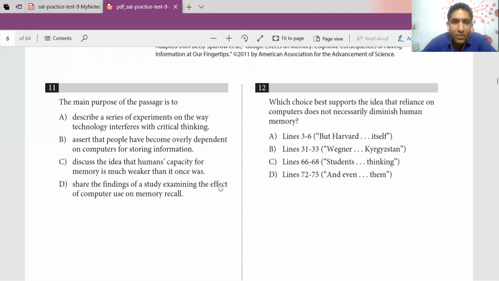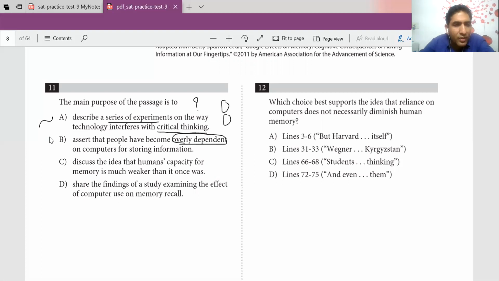In case you've not read it, you can read it and then we can go straight to the question. The main purpose of the passage is to describe a series of experiments on the way technology interferes with critical thinking. Well, critical thinking or simply thinking, I would say maybe. A series of experiments would mean one after another, lots of experiments done. So I have my doubts about this one. Assert that people have become overly dependent.